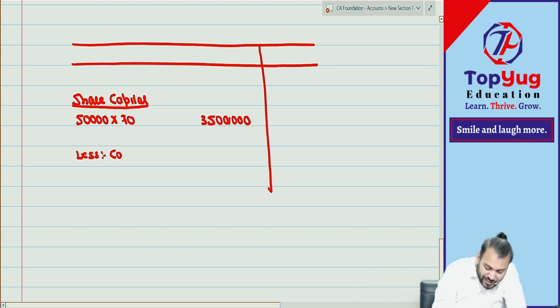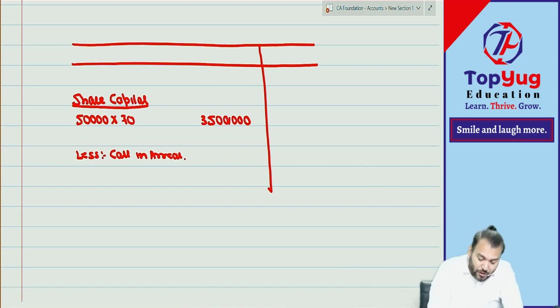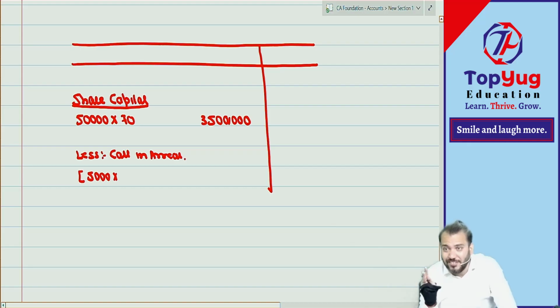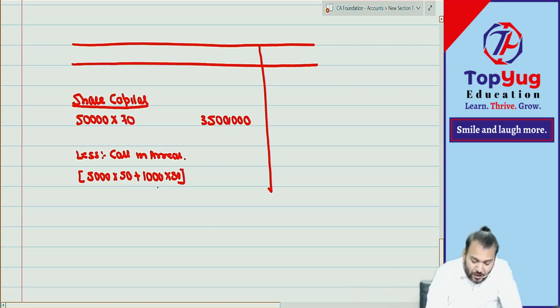But out of these, we will deduct less calls in arrear. Are you able to understand what I am saying? So calls in arrear will be what? 5,000 shares, where both allotment money and first call are not received. Allotment money 20 and first call 30. So 5,000 into 50, plus 1,000 into 30. 5,000 into 50 is 2 lakh 50,000, plus 30,000 means 2 lakh 80,000 now.